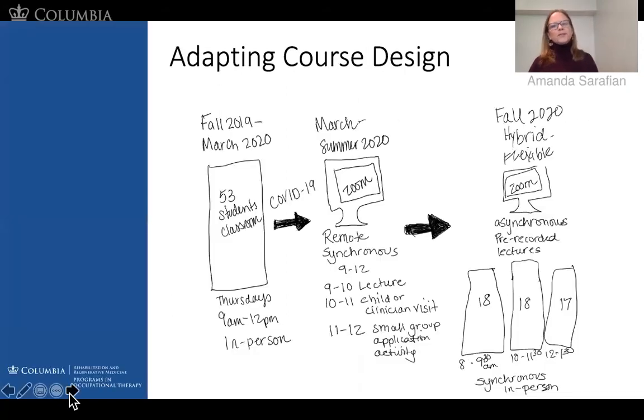Now I would like to explain the course design and my experience adapting the course design during the COVID-19 pandemic. Prior to March 2020, the course was scheduled 1 day a week for 3 hours in person. This course took place in the classroom lab, which was in the picture that I just showed you. In March 2020, we transitioned to a remote synchronous format via Zoom, which consisted of lecture, child or clinician visit, and small group activities or discussions via breakout rooms. The transition in the fall 2020 included transitioning to the hybrid flexible model. How did we make this model successful? I'm going to go ahead and explain that to you.